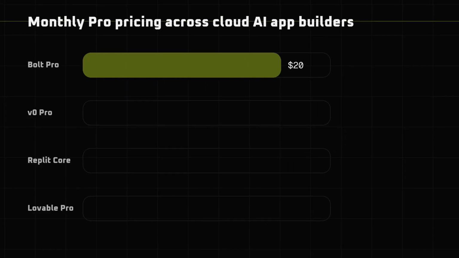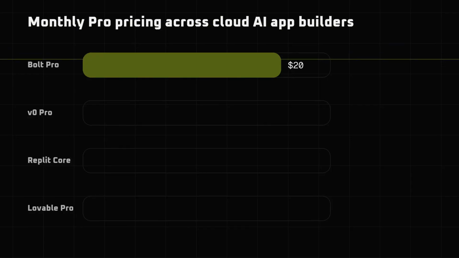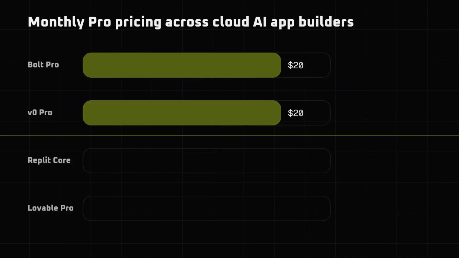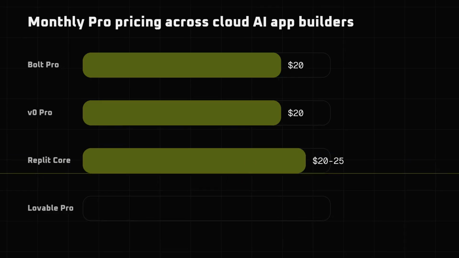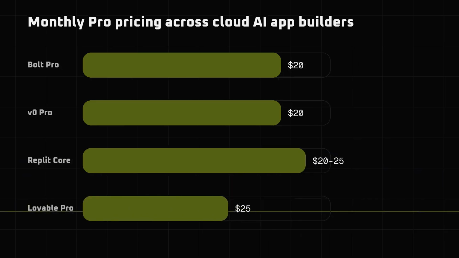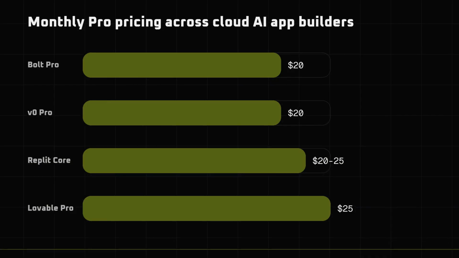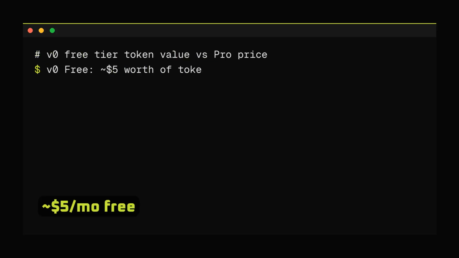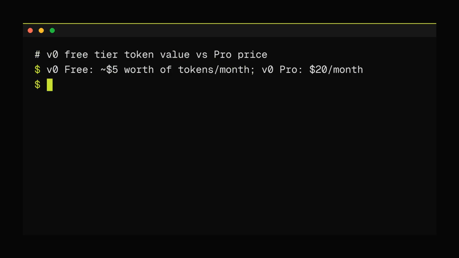Bolt's free tier hands you somewhere between 150,000 tokens a day on the low end and 300,000 on the high end, capped at 1 million tokens a month, and Bolt Pro is $20 a month to lift that to 10 million tokens. V0's free tier is roughly $5 worth of tokens a month, with Pro at $20.